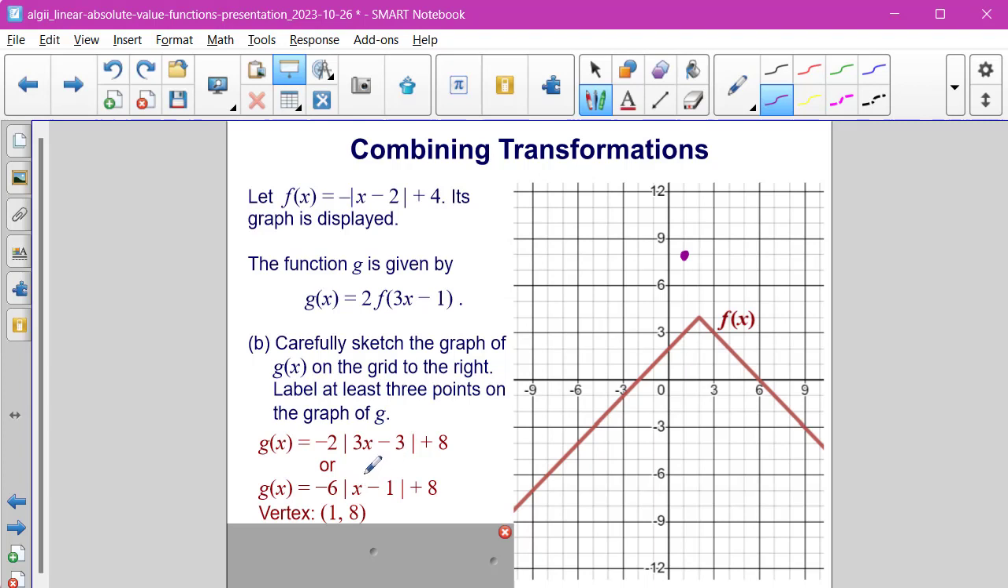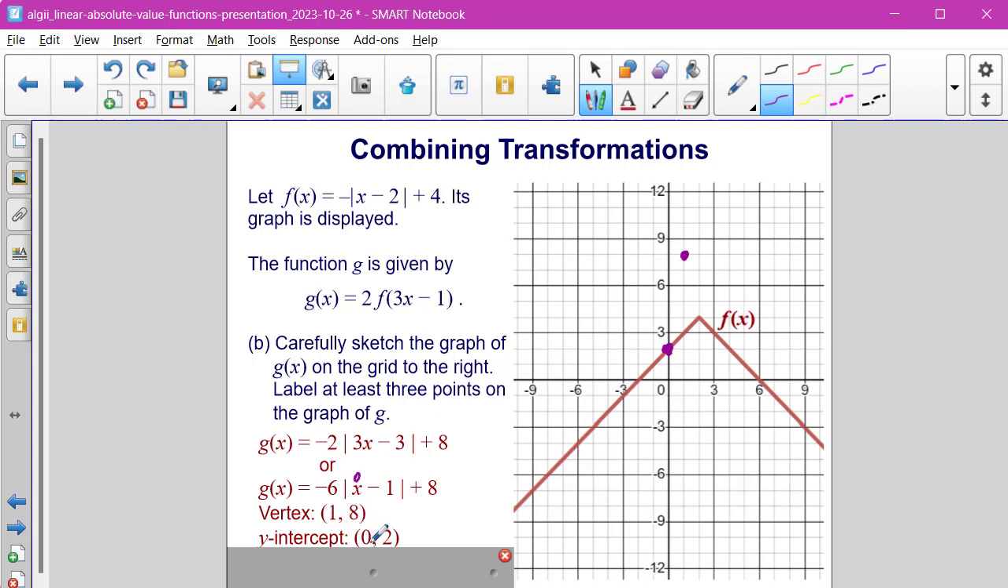The next thing that we can find is our y-intercept. If we substitute 0 in for x, 0 minus 1 is negative 1. Absolute value of negative 1 is positive 1. Negative 6 times positive 1 is negative 6, plus 8 is 2. So therefore our y-intercept is 0, 2, right here at this point.